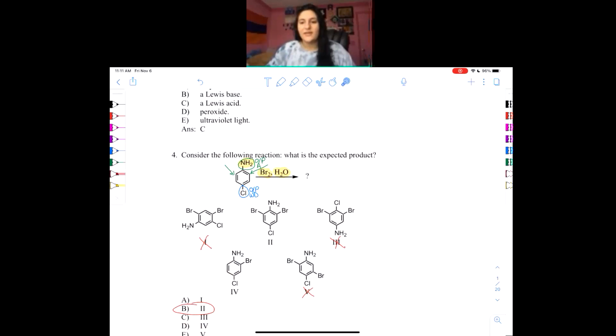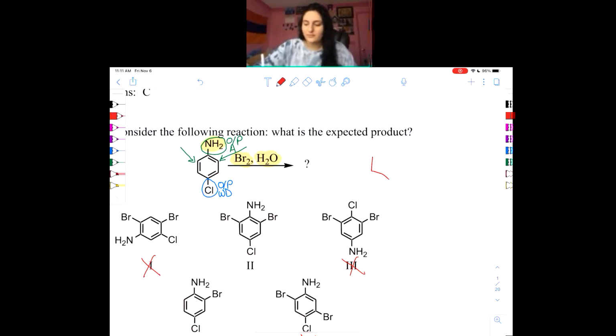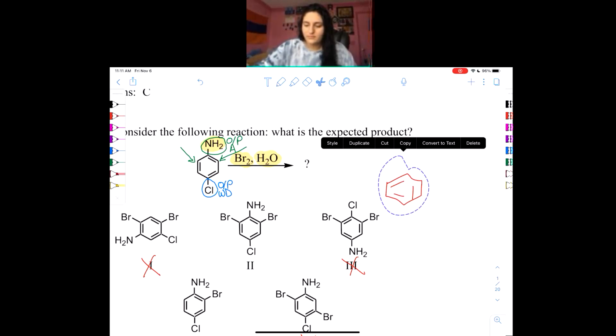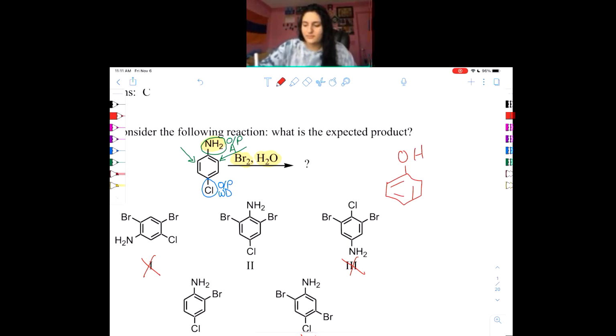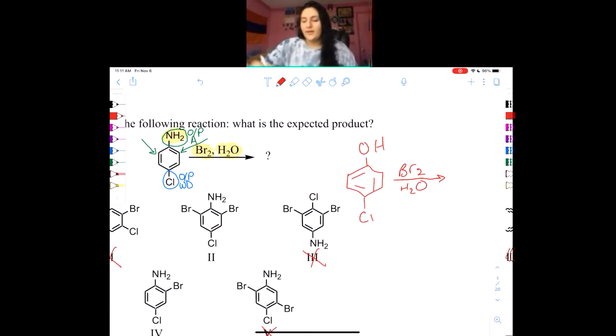And someone said, so without NH2, it would only be one Br that is substituted? Exactly. So let's say we had an OH. That's an activator. And a Cl. And again, we do Br2, H2O, or FeBr3. At that point, it doesn't matter.